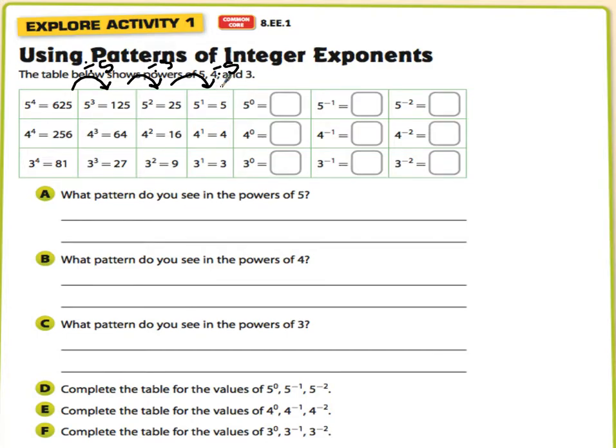Well, let's follow that pattern. If you go down again, we should have to divide by 5. Well, 5 divided by 5 is 1. So 5 to the 0 power is going to be 1. Then if we go from 5 to the 0 power, so if we take 1 and divide it by 5, we get 1/5.